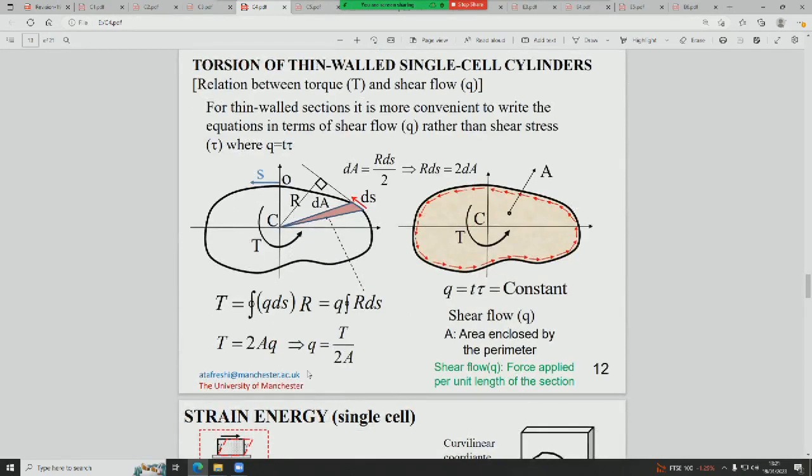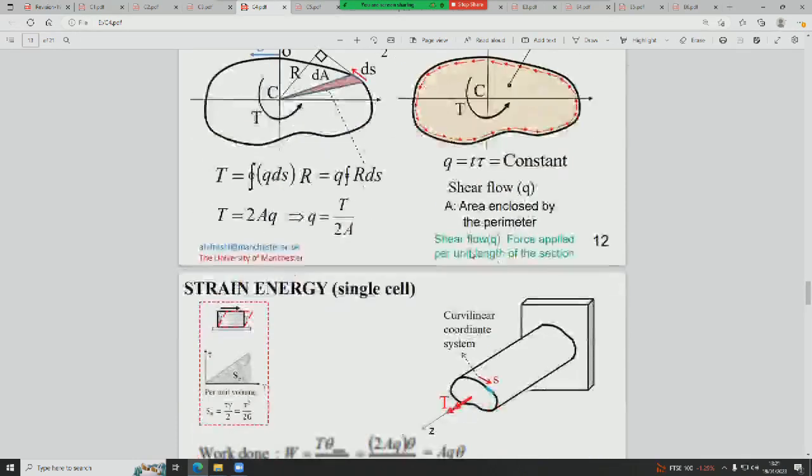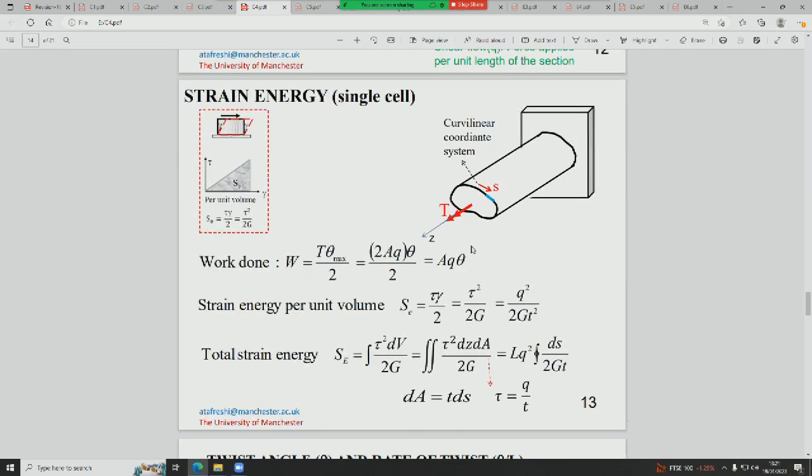And I showed you and I proved to you that the shear flow, which is constant for a single cell, is equal to the torque applied divided by 2 times the area. What was A? The area enclosed by the perimeter. So this yellow area here. It's not the cross-sectional area. So q is constant for a single cell and equals T over 2A, where A is enclosed by the boundary of the section.